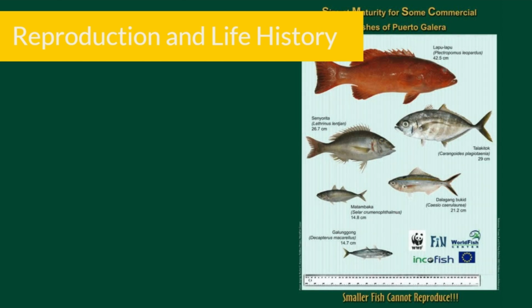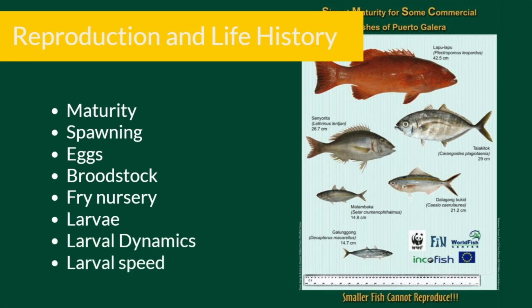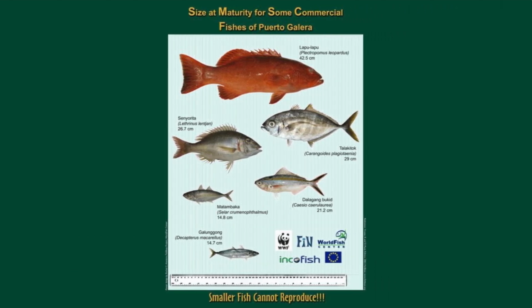We also have tables for reproduction and life history, that provide information on maturity, spawning, eggs, broodstock, fry nursery, larva, larval dynamics and larval speed. Here you can see one of the information products developed based on reproduction and life history information. It is a poster showing the true scale size at maturity of selected commercial fish in a particular locality that helps fishers and buyers see the minimum size at which a fish can be sustainably harvested and bought.